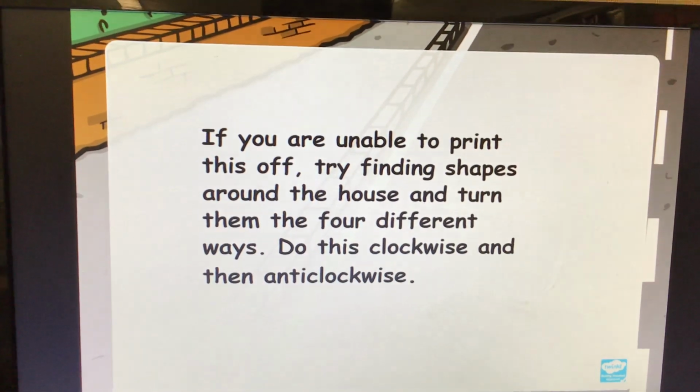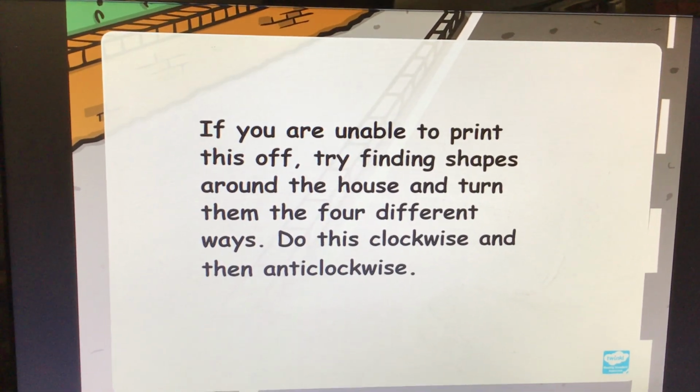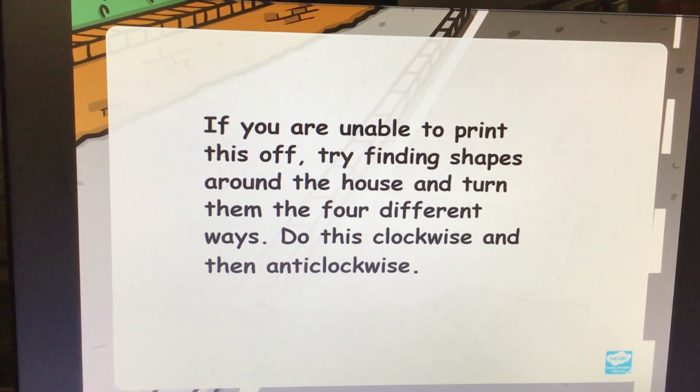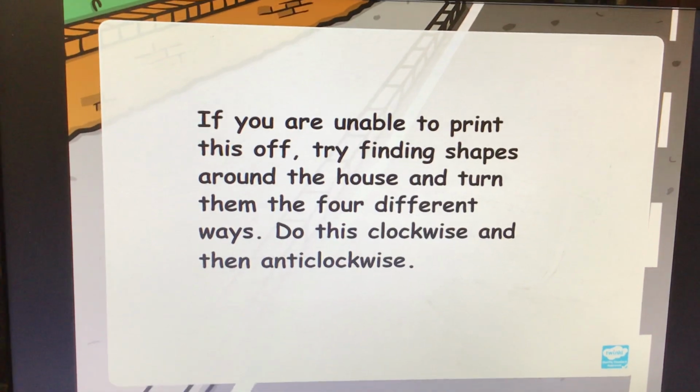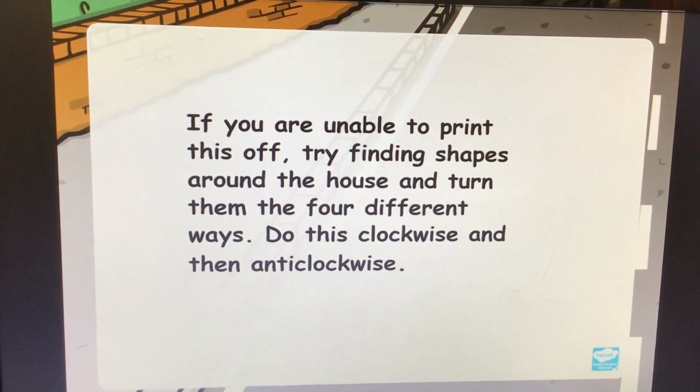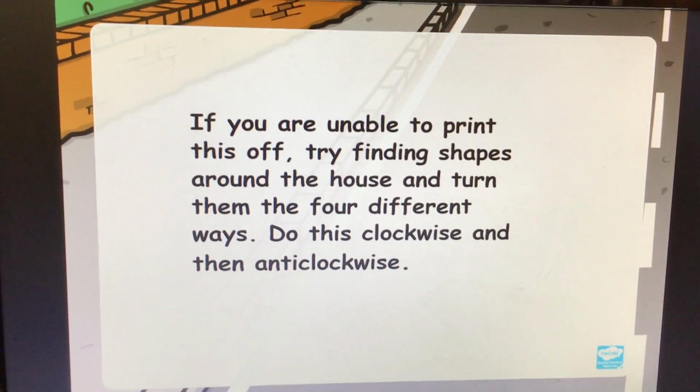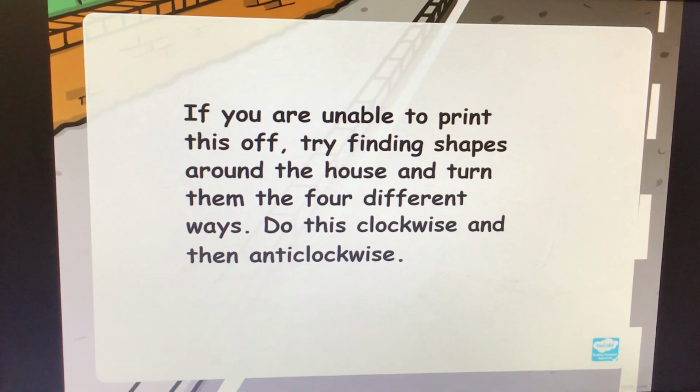If you are unable to print this off, try finding shapes around the house and turn them the 4 different ways. And you do this clockwise and anti-clockwise, and you could try and record that in a similar way to the task on Teams.